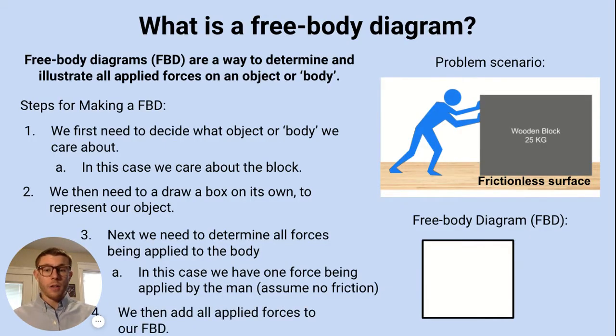We then add all the applied forces into our free body diagram using arrows and labels. So here we have an arrow coming off the right side of the box pointing to the right because the man is pushing to the right. And we label it with an F.